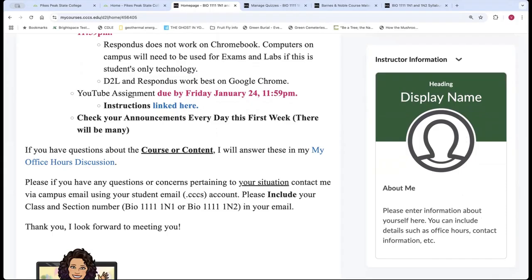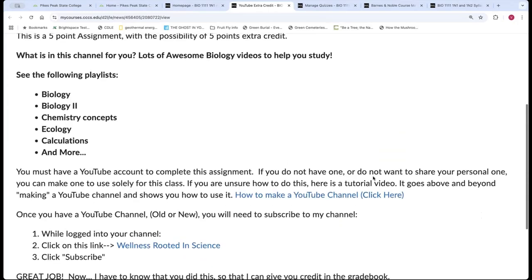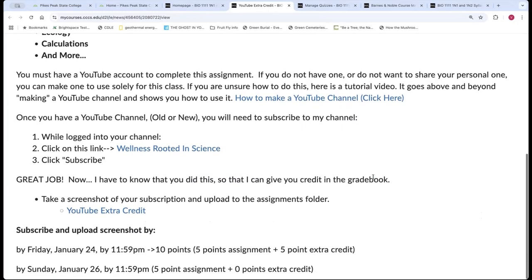So the assignment is a very specific assignment with the possibility for earning more extra credit, right? It's going to be due by Friday, January the 24th. Here's the link for the instructions. Let's go ahead and click that. It's just another announcements page. So this tells you more about the assignment.